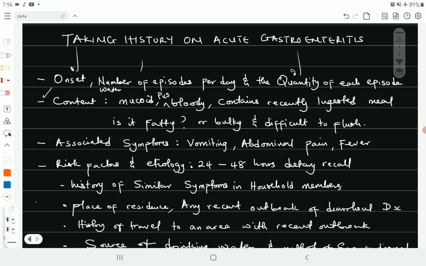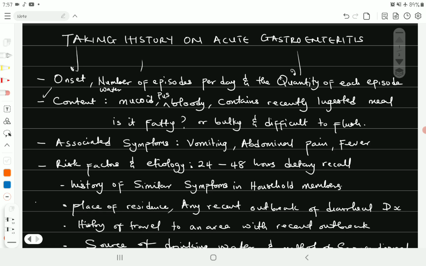Now, beyond that, there are some associated symptoms you need to find out about, like vomiting. And if there is vomiting, you need to also characterize the vomiting: the number of episodes of vomiting, the content of the vomitus, are you getting me? Okay, and the volume of each vomiting. Then you need to talk about abdominal pain. There are Shigella, Salmonella, and Campylobacter. They are notorious for causing cramping abdominal pain. Those three, they are notorious for causing crampy abdominal pain.